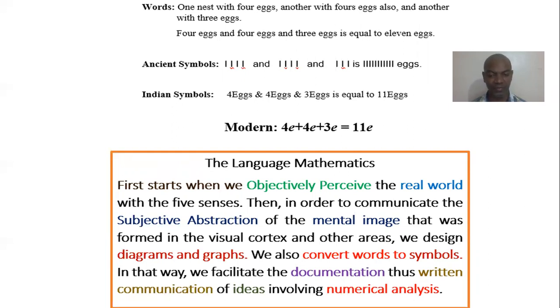Because when we perceive a mental image, and we need to communicate that image, we have to use words to symbols, because we have to write and document in order to communicate what we perceive, okay?